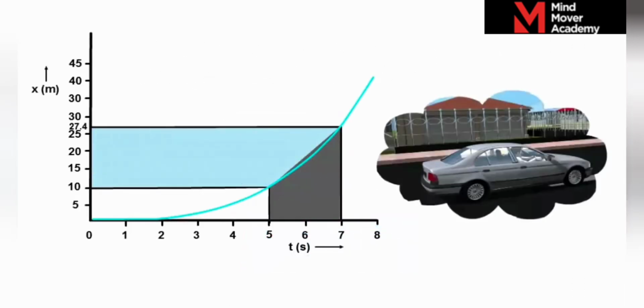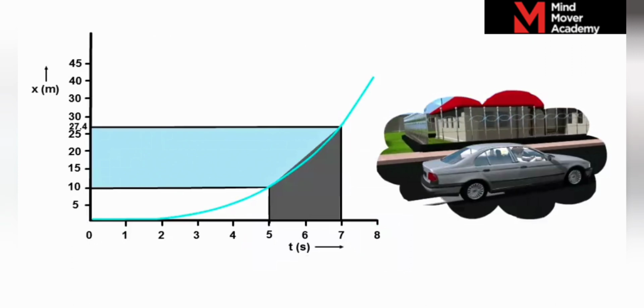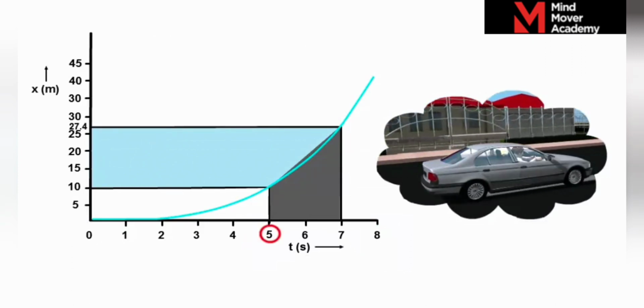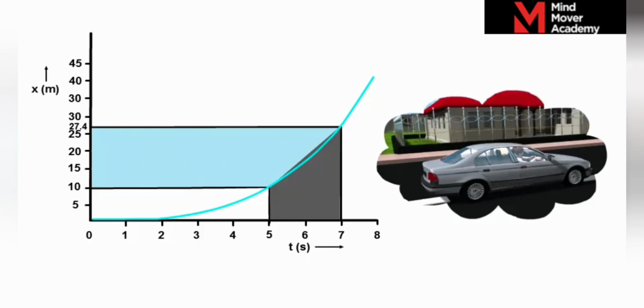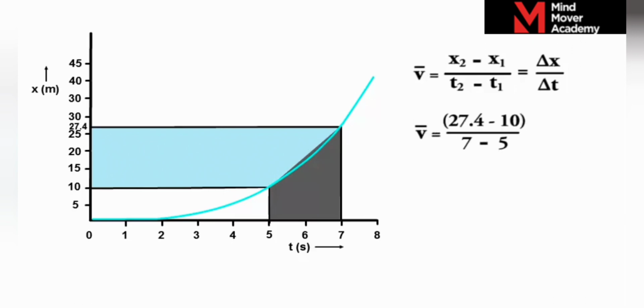Like displacement, average velocity is also a vector quantity. Consider the motion of the car as shown here. As seen from the plot, the average velocity of the car between time t equal to 5 s and t equal to 7 s is V bar equal to (x2 minus x1) upon (t2 minus t1), equal to delta x upon delta t, equal to (27.4 minus 10) upon (7 minus 5), equal to 17.4 upon 2, equal to 8.7 meter per second.